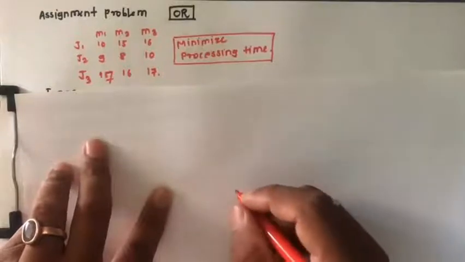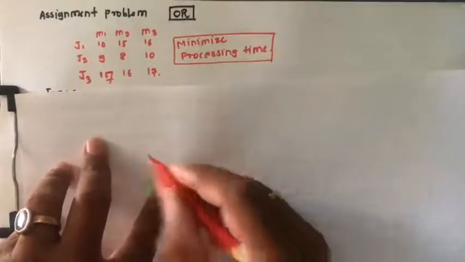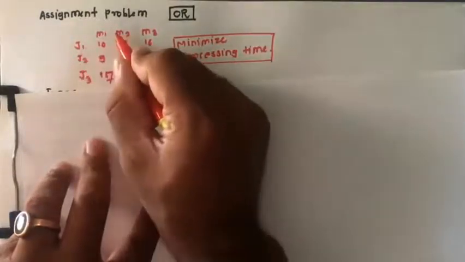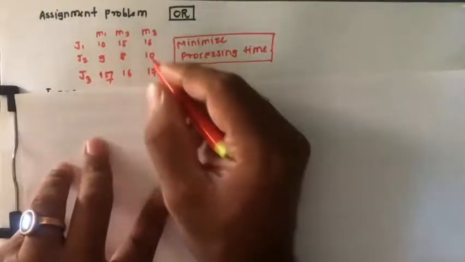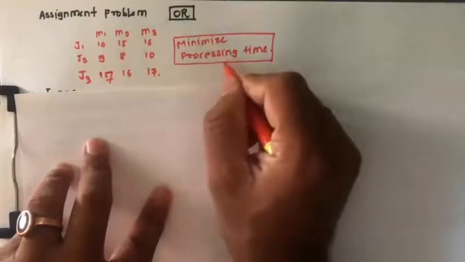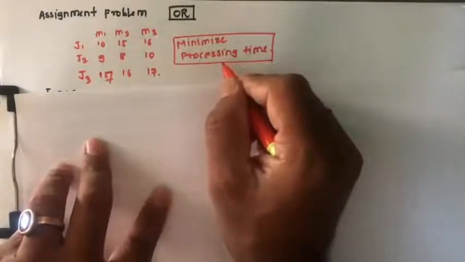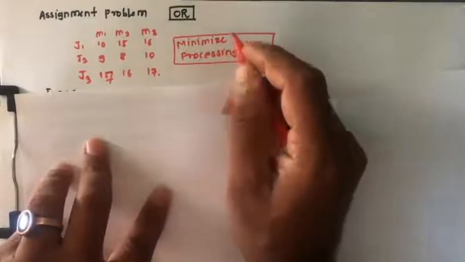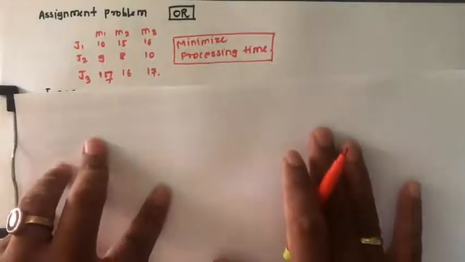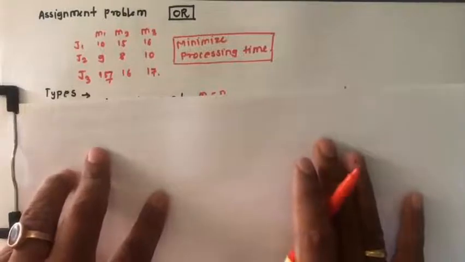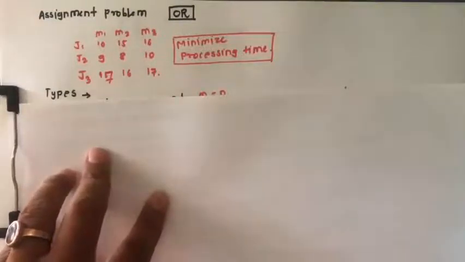So our main objective is we have to allocate these jobs on the particular machine to minimize the processing time. So our objective function in this case is to minimize the processing time. So we have to allocate according to that. So this type of problem is called an assignment problem. Okay, so today we will discuss how to solve this type of optimization problem.